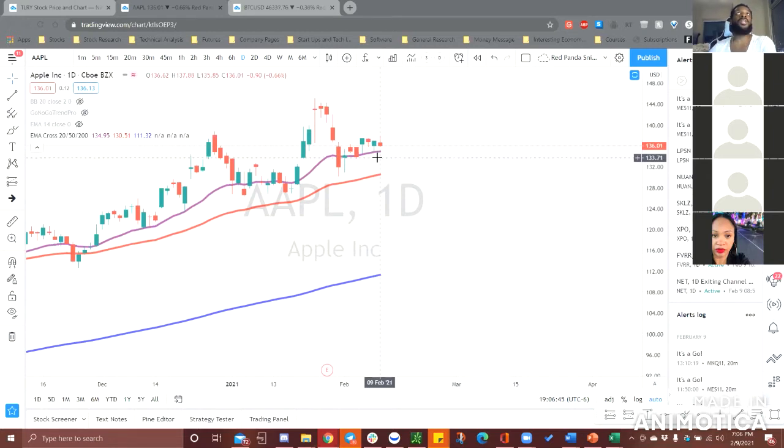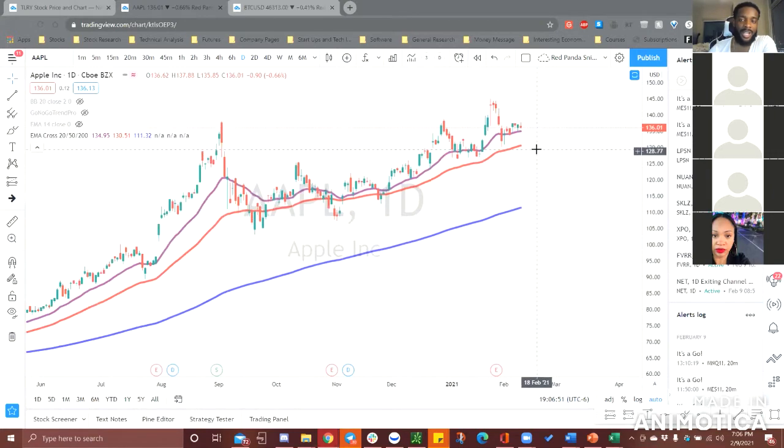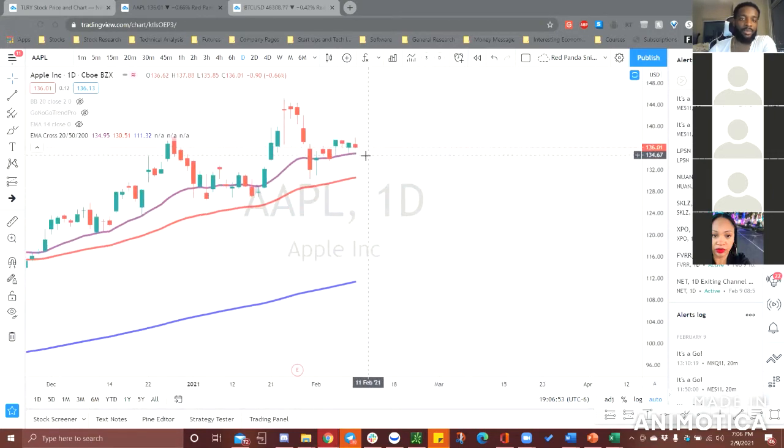Okay. So first, you don't want to think about it like just because it's here. Yes, you kind of think of this as support for the day, but we don't typically like to think of charting just from that day.